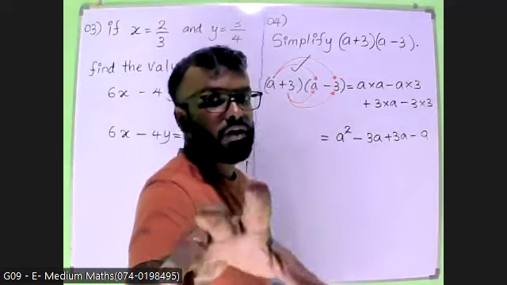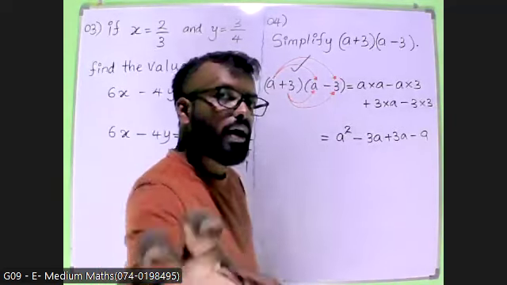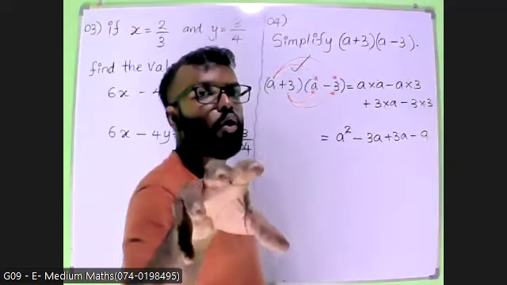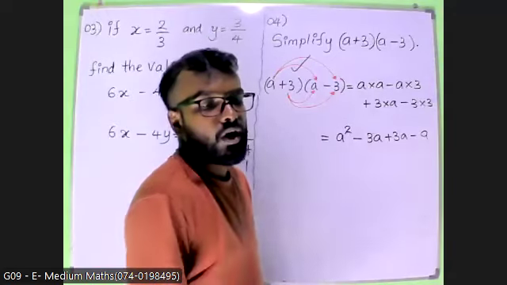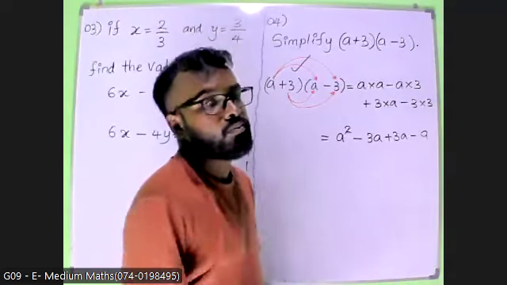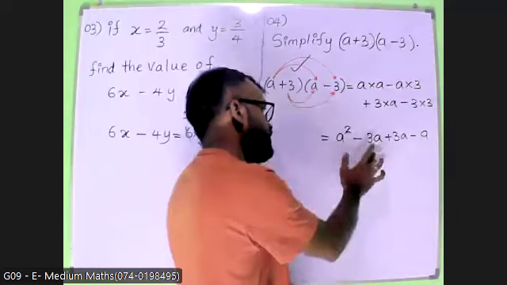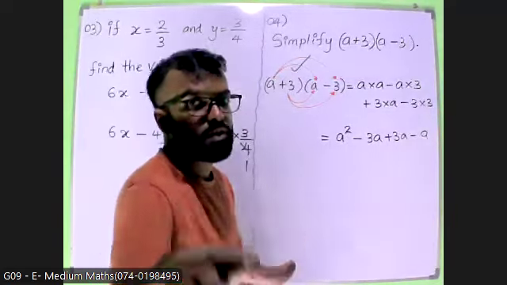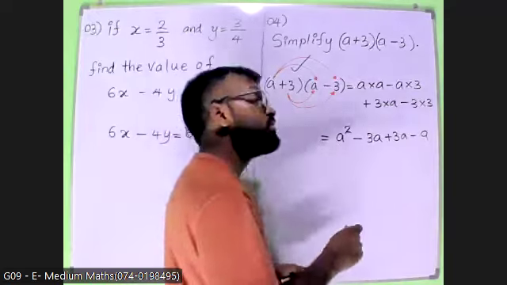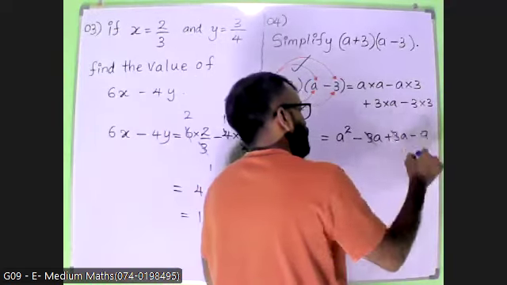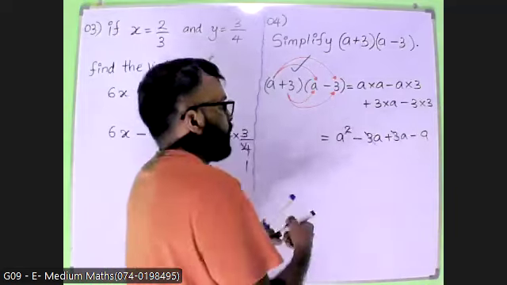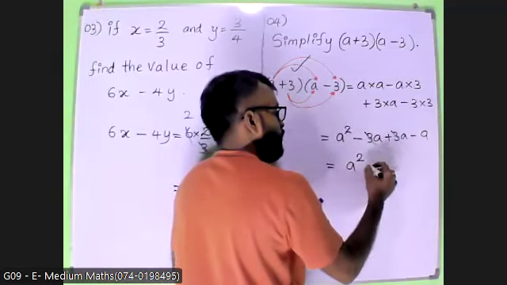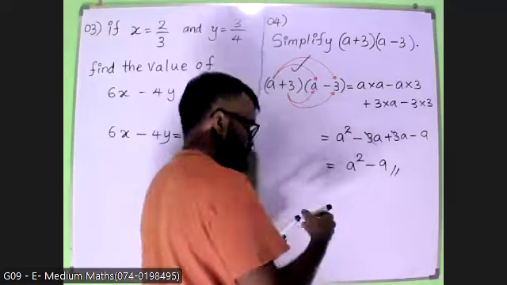I am giving you an orange. I am taking it back again. Now how many oranges do you have left with you? 0. It is something like this. Minus 3A, positive 3A, cancel out, 0. So it is equal to A square minus 9. This should be the answer.